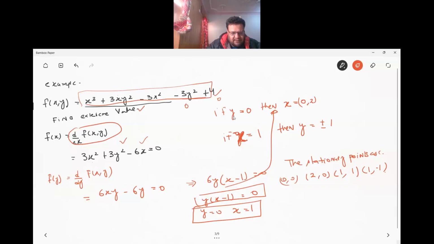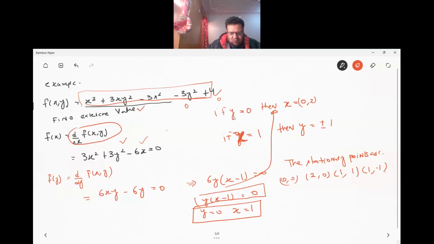Then f of y would be d by dy of this. Again I do the same thing with respect to y: x cube will become 0, 3xy square will become 6xy, x square is 0, and this will become 6y because the differentiation of y square is 2y. So minus 3 into 2y is minus 6y, and 4 again will become 0. Now I have these two functions here. If I take 6y common, 6y into x minus 1 is equal to 0.